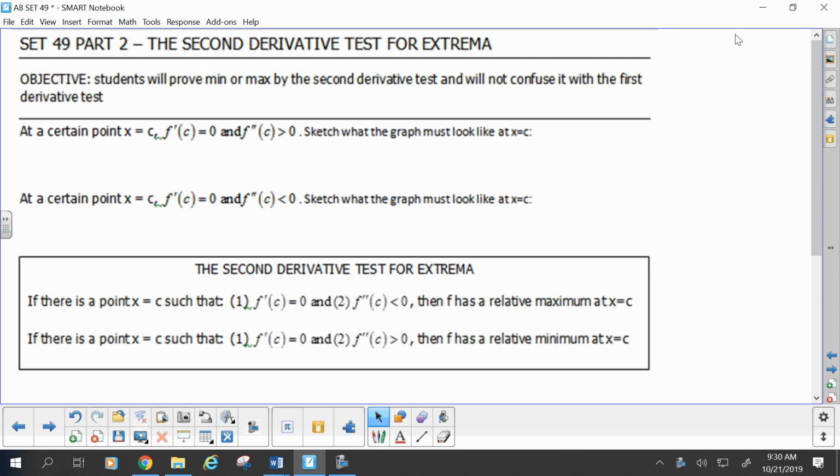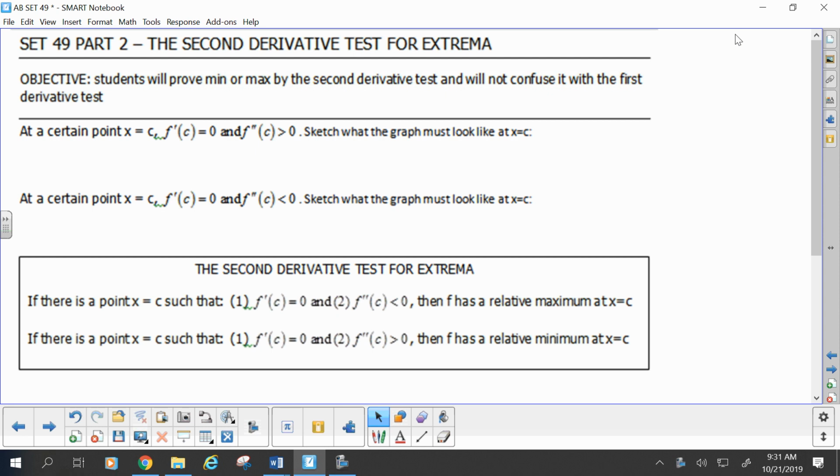Second derivative tells us what the shape of the curve looks like. Is it curve up or curve down? And an inflection point tells us if it goes concave up, concave down, or vice versa. Last thing the second derivative tells us is it can be used to test whether you have a min or a max. And in some cases, it's a little more useful than the first derivative test.